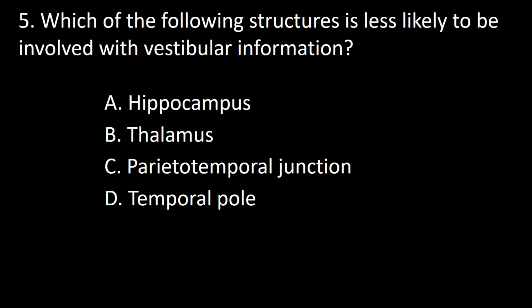Next question. Which of the following structures is least likely to be involved in vestibular information? A. Hippocampus. B. Thalamus. C. Parietotemporal junction. D. Temporal pole.